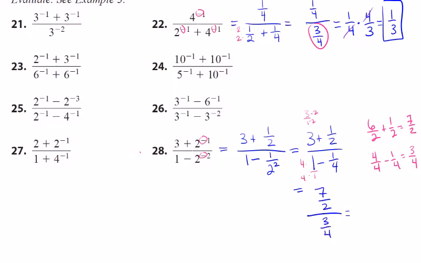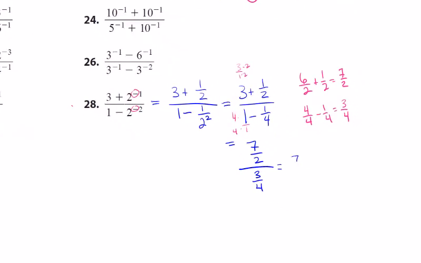So then I can, once again, keep, change, flip, or flip that guy and multiply, right? And so now I can reduce 4 over 2, reduces to 2 over 1. I can multiply the top. 7 multiplied by 2 is 14. 1 by 3 on the bottom is 3. So we get 14/3.